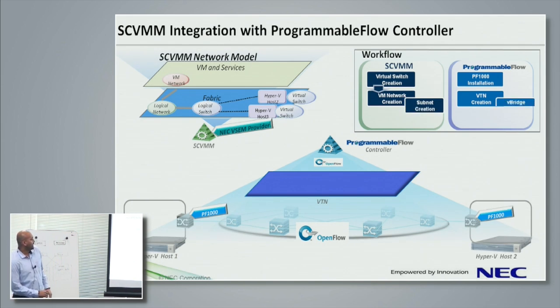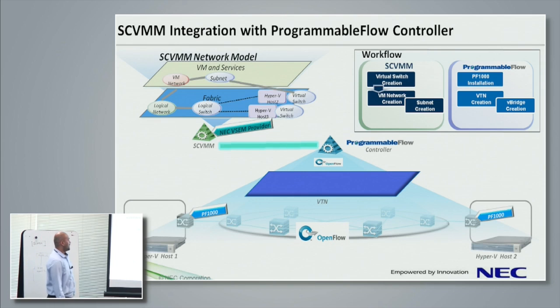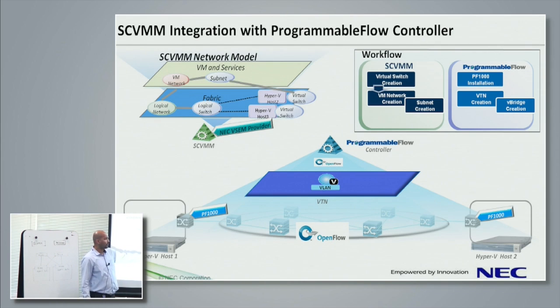All right, then inside the VM network, we have an option to create multiple subnets. So for each subnet that is being created under the VM network, an API call is again established to the programmable flow controller, which creates a virtual bridge. If you remember, I said a virtual bridge is created to handle a single broadcast or a single subnet domain.